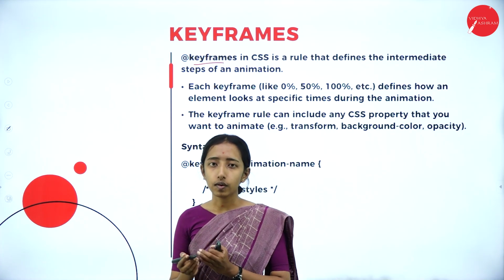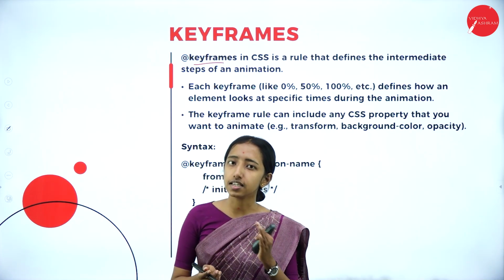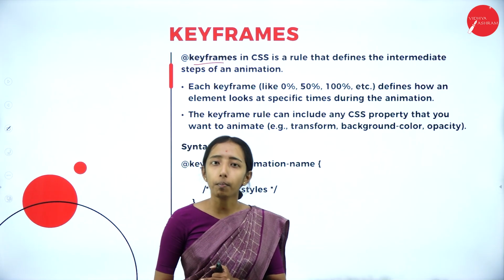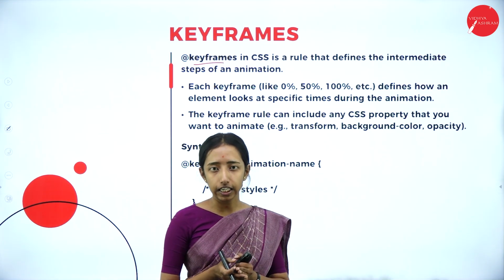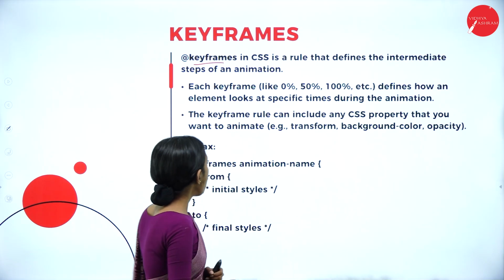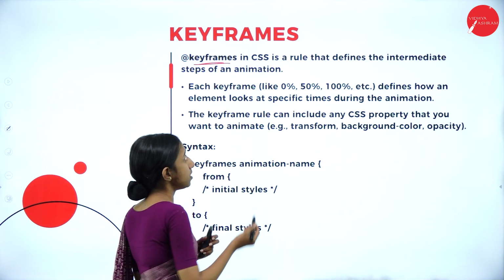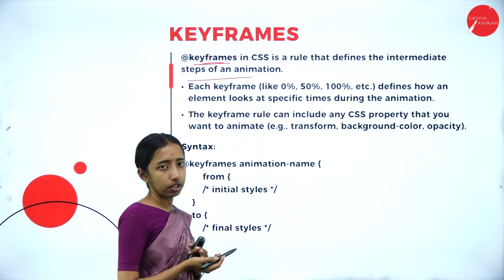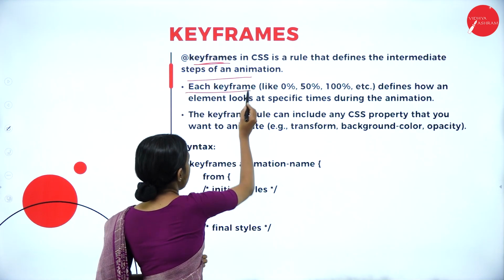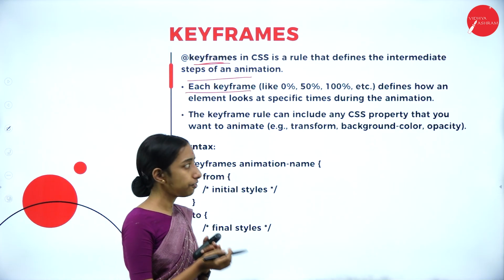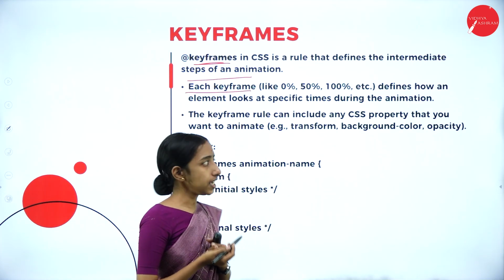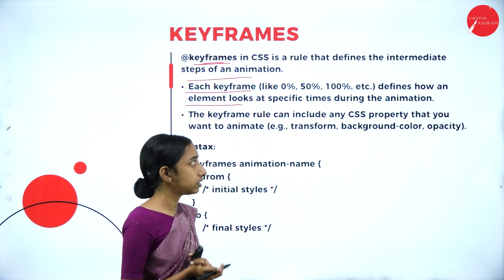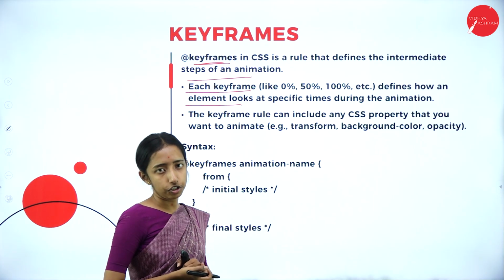As I said, we will be applying the animation using the CSS property and keyframes. So we have learned the CSS property. Next we will be learning the keyframes in depth. The keyframes in CSS is the rule that defines the intermediate steps of the animation. Each keyframe, like 0%, 50%, 100%, defines how an element looks at a specific time during the animation.